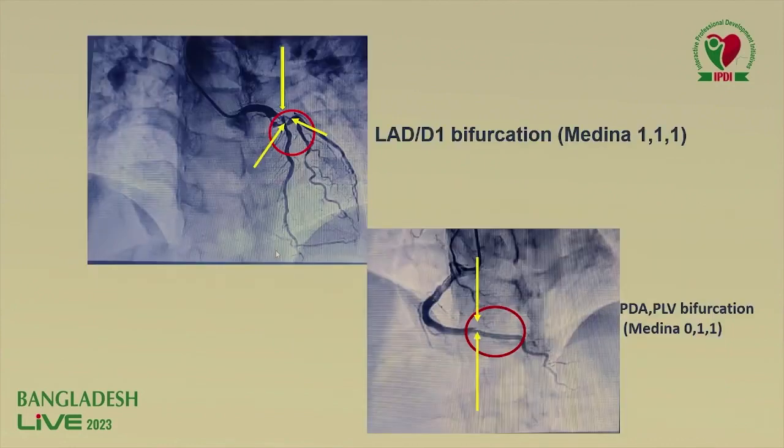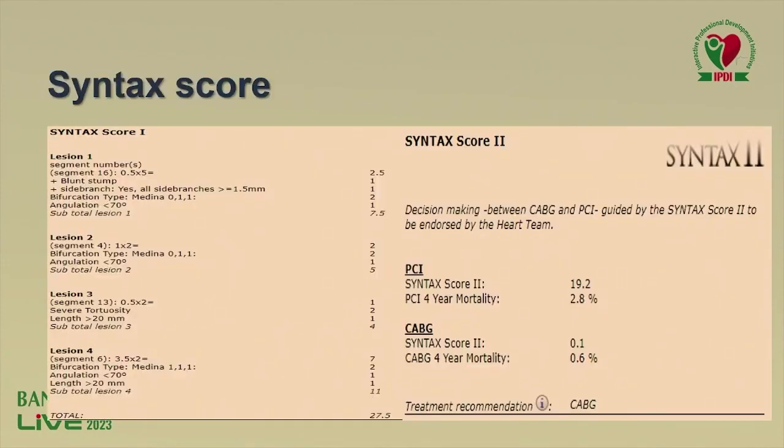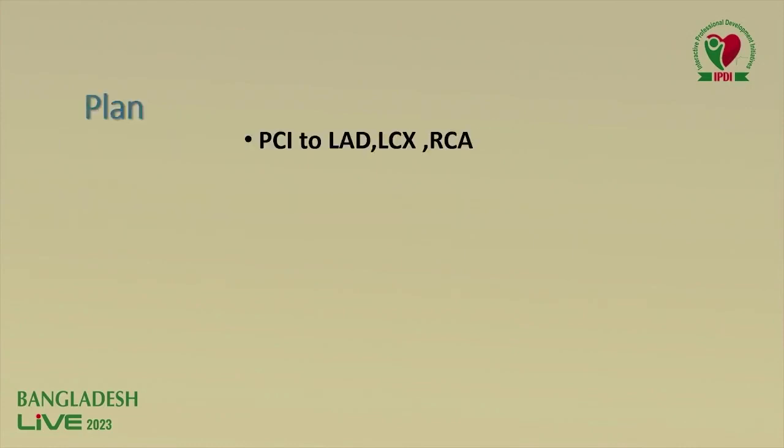So there are two bifurcations: LAD-diagonal bifurcation, this is Medina 111, and PDA-PLB bifurcation, this is Medina 0111. So our diagnosis is triple vessel disease. Then we calculated the SYNTAX score. SYNTAX score 1 was 27, and SYNTAX score 2 recommends CABG. We advised CABG as the most feasible option. The patient was not willing for CABG, so we planned for PCI to LAD, LCX, and RCA.